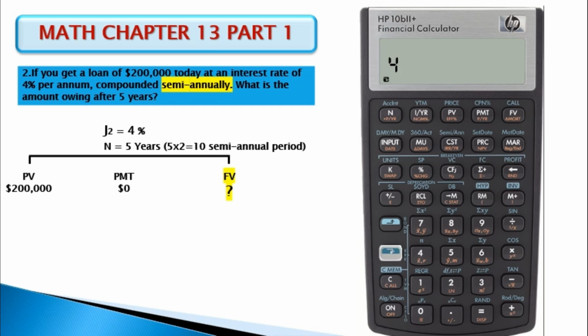Let me do that again for you. First thing, clear the calculator. J2 equals 4. How do we put that into the calculator? 2 for the compounding period, 4 for the nominal interest rate.